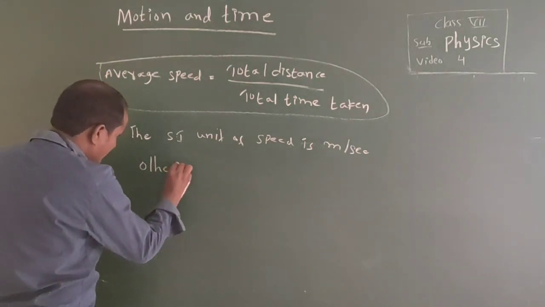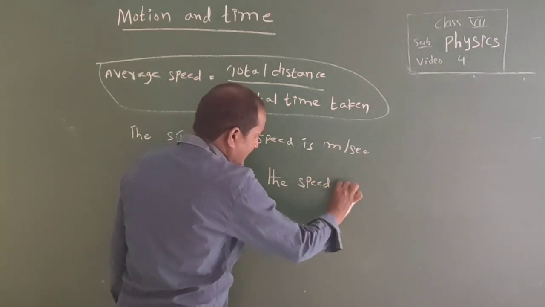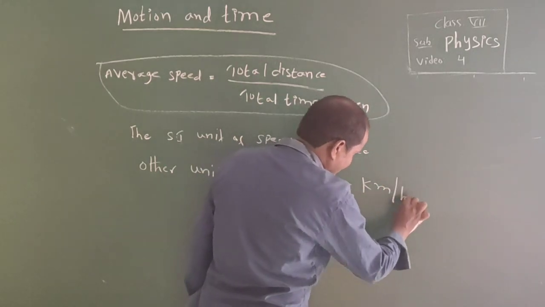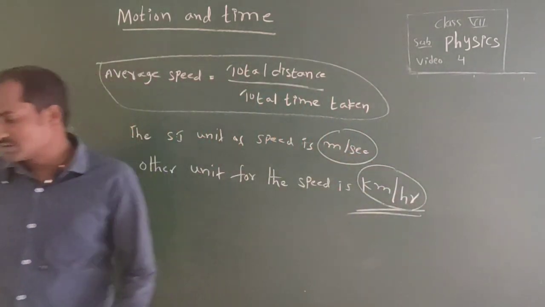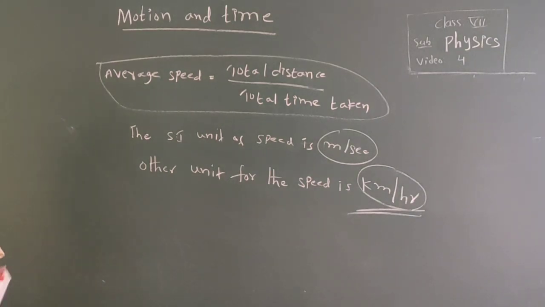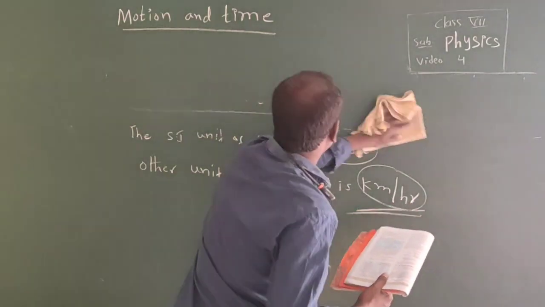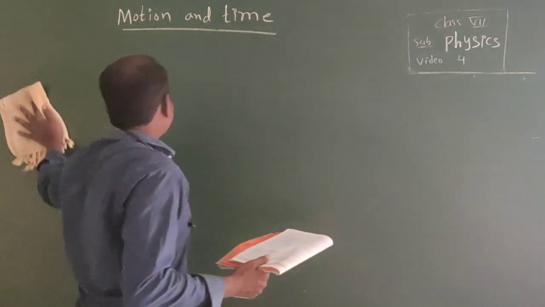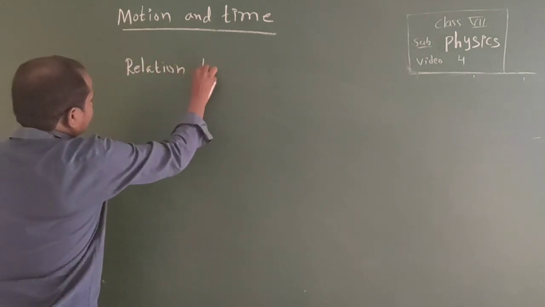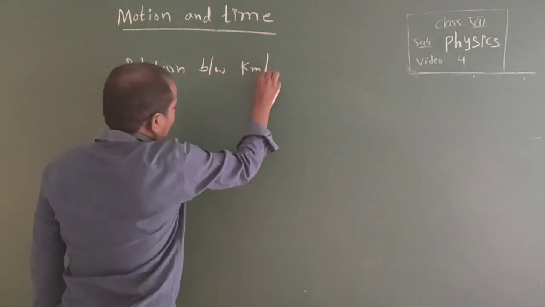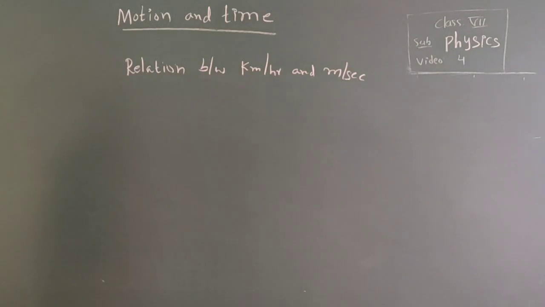What is the relation between kilometer per hour and meter per second? It is given in textbook page number 40. Observe the box. So what is the relation between kilometer per hour and meter per second?